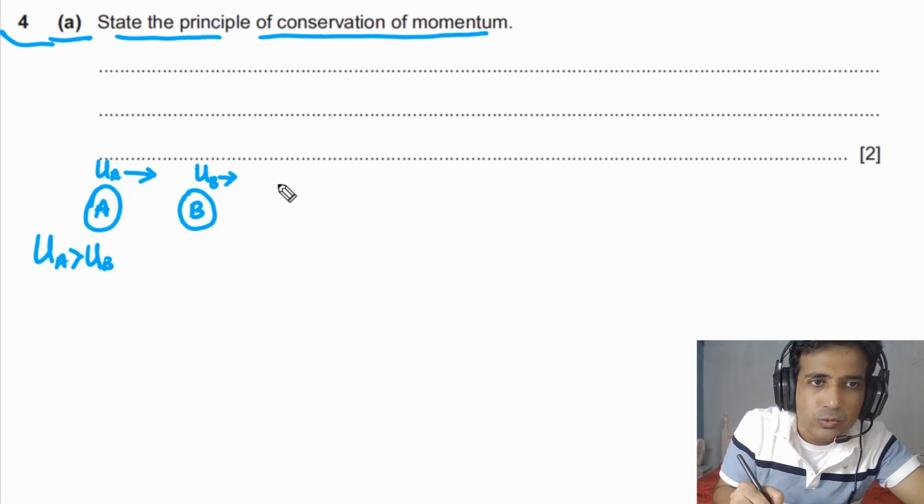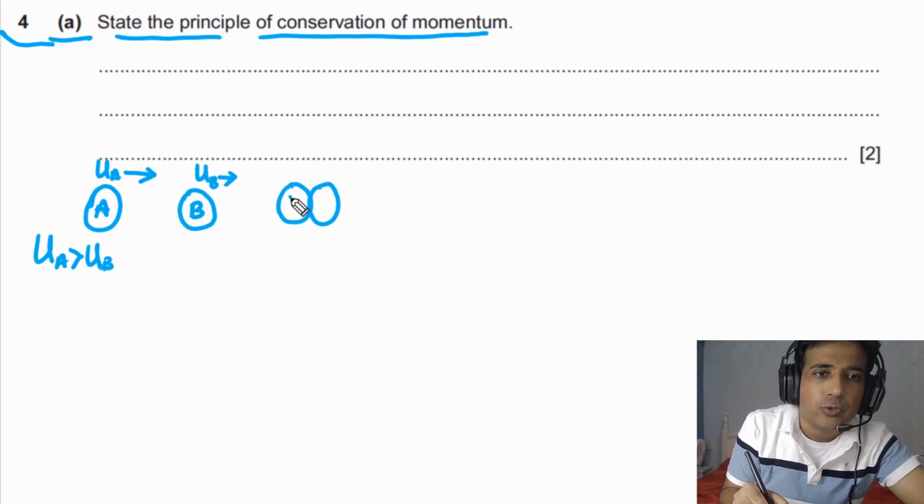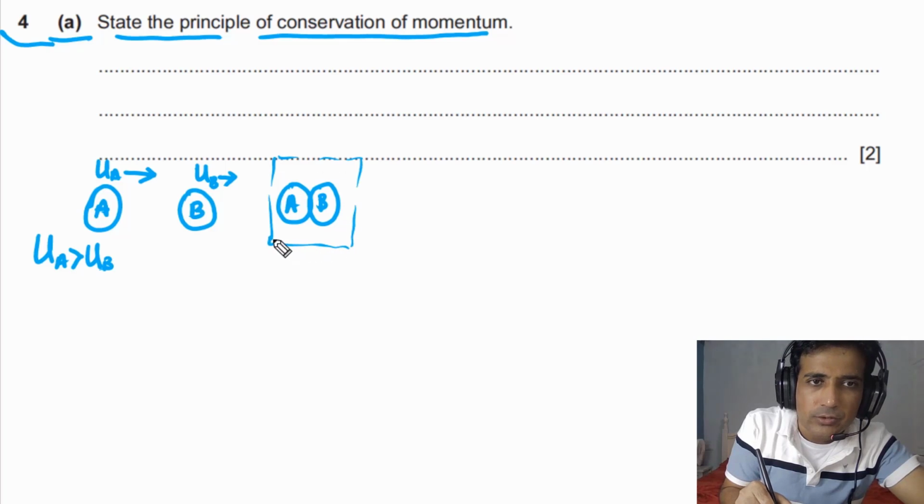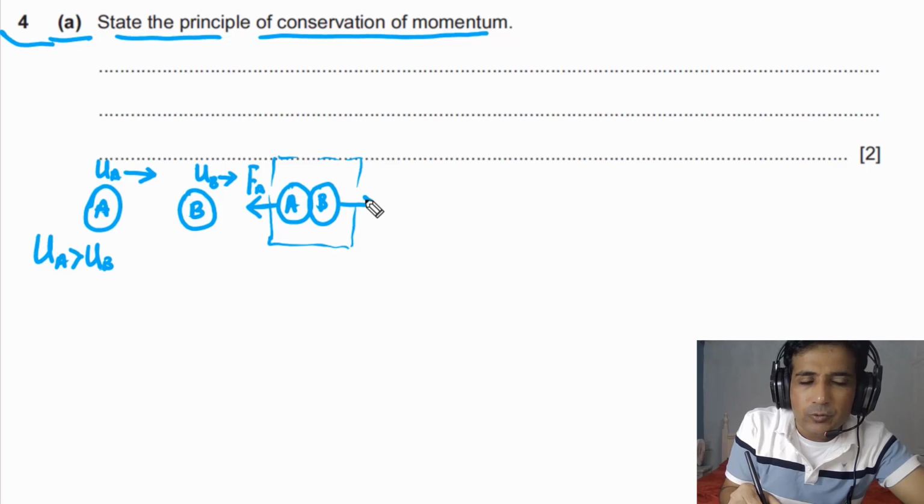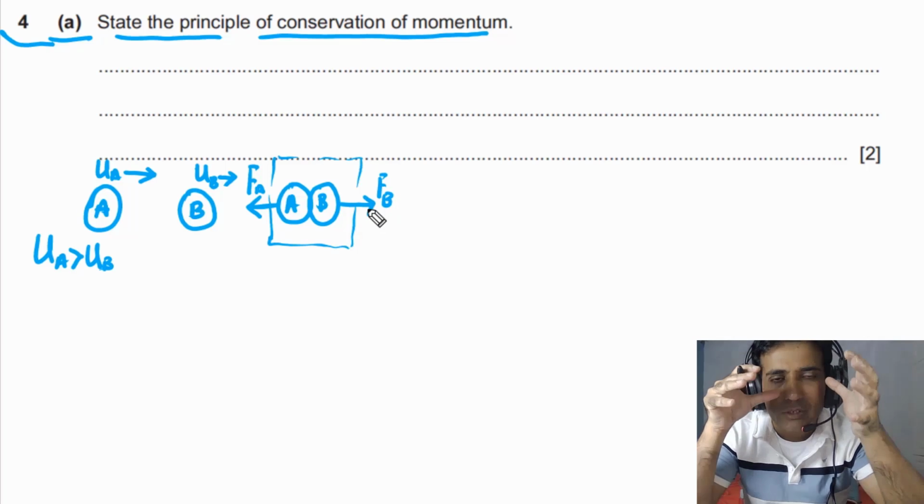So when these two balls collide with each other, they will exert internal forces on each other. We can say this is ball A and this is ball B. Here these two balls collide with each other. So there will be a force on ball A, which will be to the left. This is the force on ball A. And there will be a force on ball B. These two forces will be equal in magnitude.